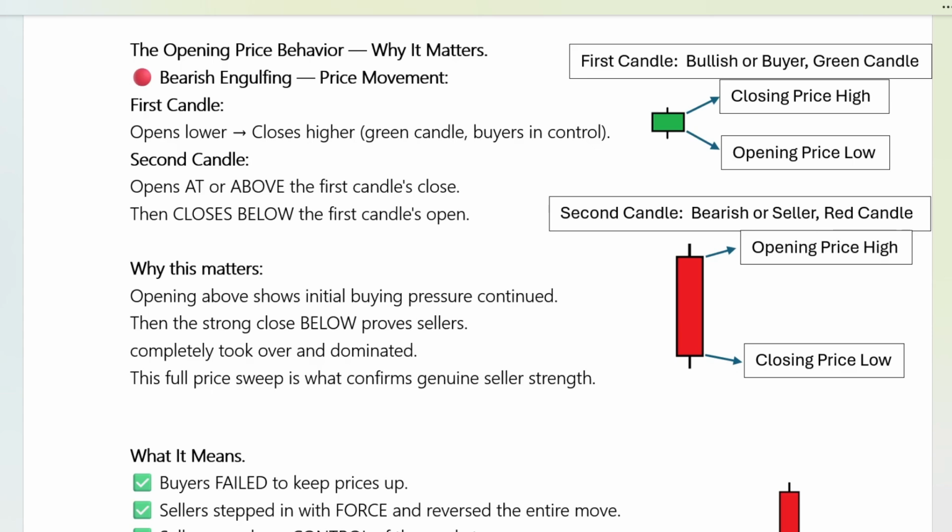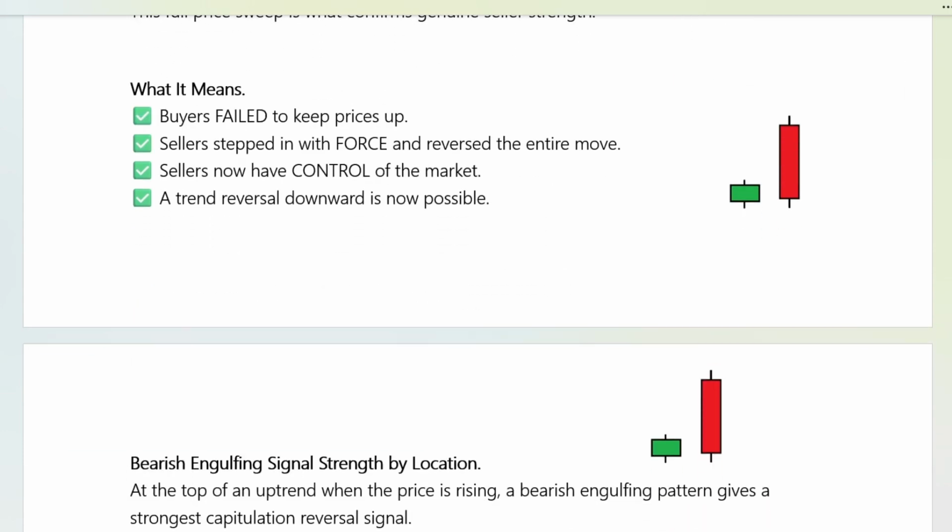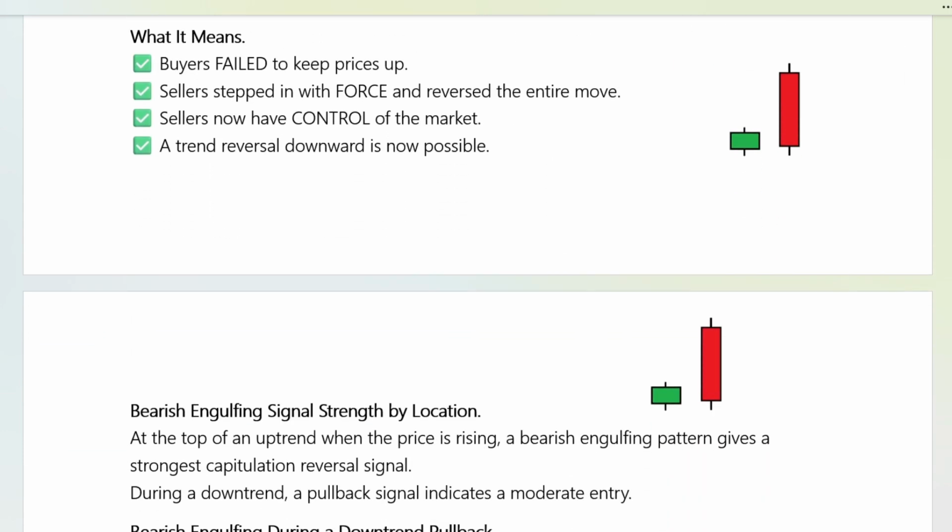This full price sweep is what confirms genuine seller strength. What it means? Buyers failed to keep prices up. Sellers stepped in with force and reversed the entire move. Sellers now have control of the market. A trend reversal downward is now possible.